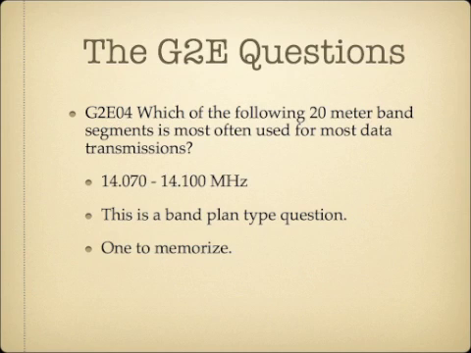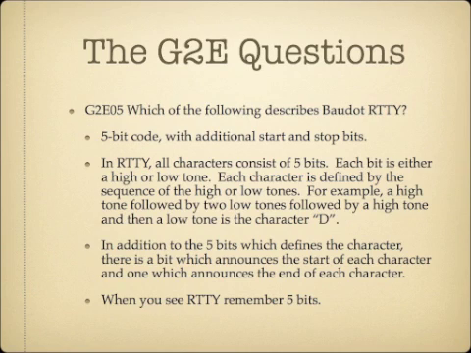Which of the following 20-meter band segments is most often used for most data transmissions? Well, the answer is 14.070 to 14.1 megahertz. And this is one of those band plan type questions, and you're probably just going to have to memorize this. So this is more or less by convention, but the majority of data on the 20-meter band is sent between 14.07 and 14.1 megahertz.